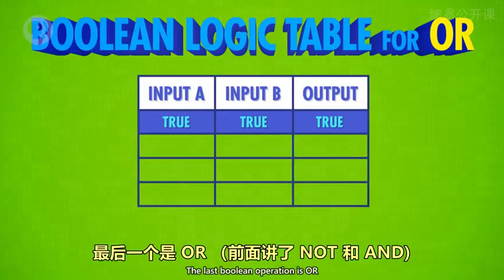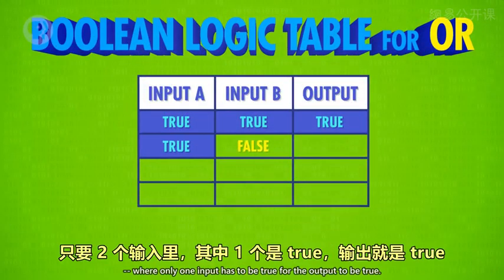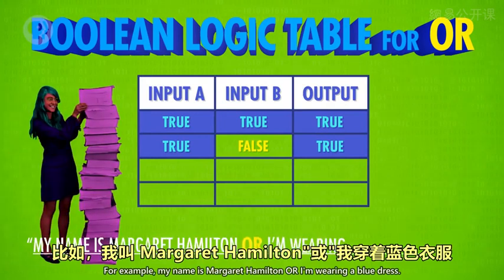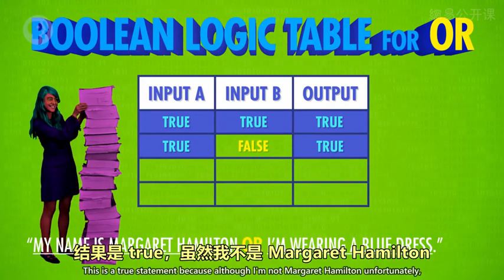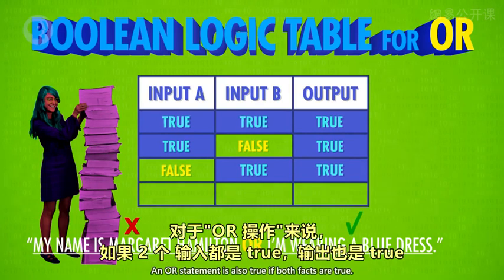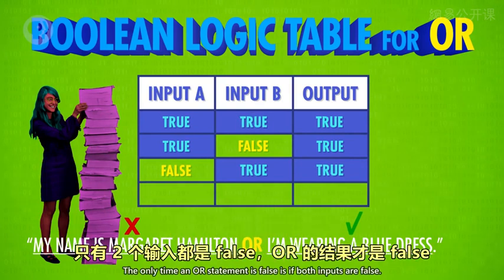The last Boolean operator is OR, where only one input has to be true for the output to be true. For example, my name is Margaret Hamilton, or I'm wearing a blue dress. This is a true statement, because although I'm not Margaret Hamilton, unfortunately, I am wearing a blue dress. So the overall statement is true. An OR statement is also true if both facts are true. The only time an OR statement is false is if both inputs are false.